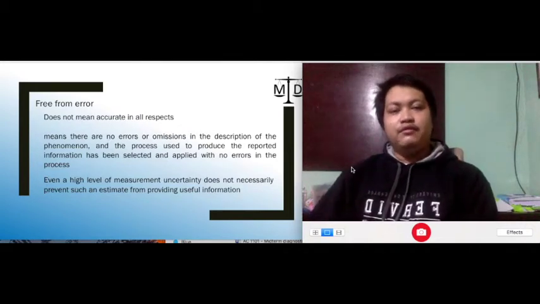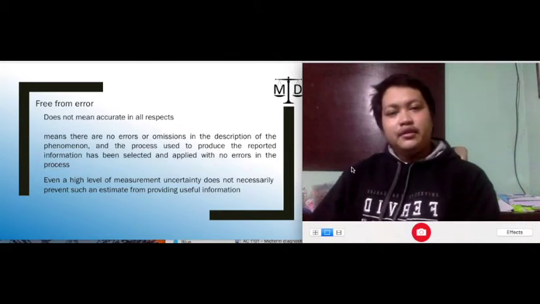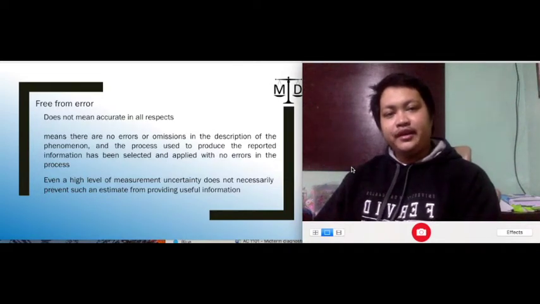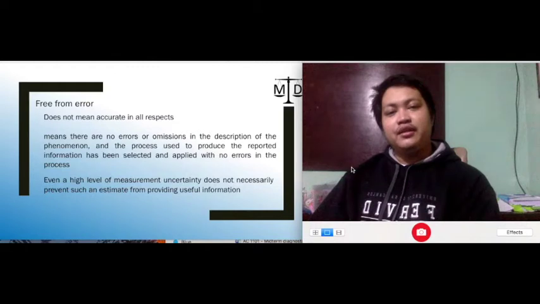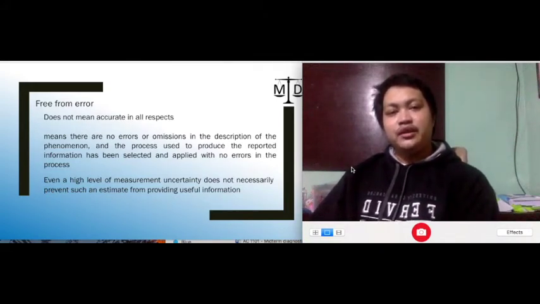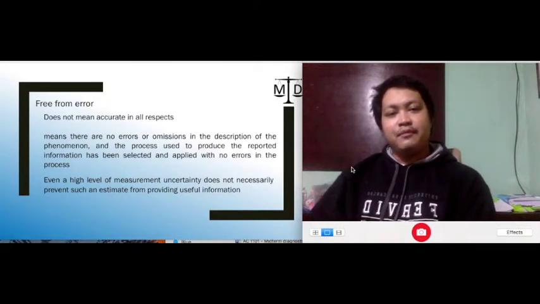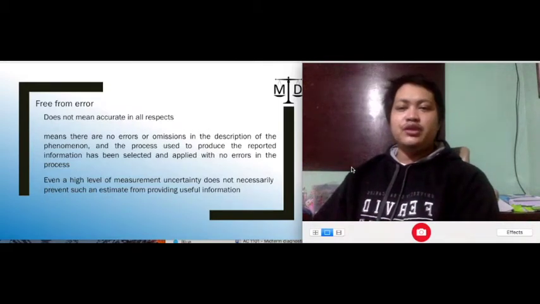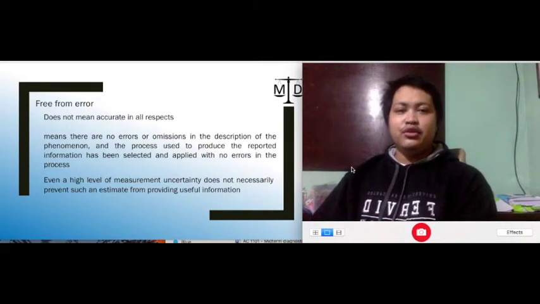So the requirement of freedom from error does not require that the reported amounts must be perfectly accurate. This fact is important because remember that in general purpose financial reports, we allow the use of estimates and judgments. So how then do we comply with the freedom from error requirement? We just make sure that in the process of arriving at our estimated amounts, in the process of applying our judgment, we do not commit any errors or omissions.